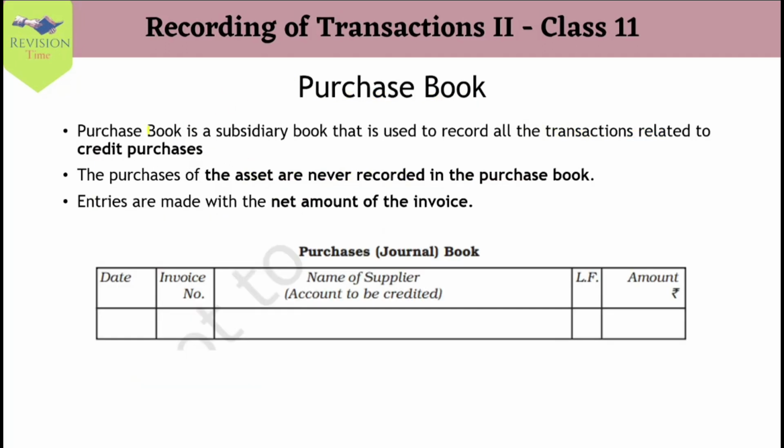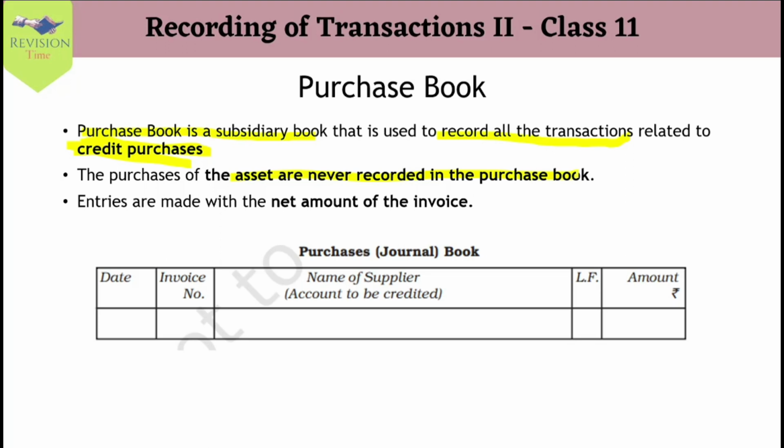So what is this purchase book? Purchase book is a subsidiary book that is used to record all transactions related to credit purchases. Very important, related to credit purchase only, because normally cash purchase is recorded in our cash book. The purchase of assets are never recorded in the purchase book. Assets we are not recording.